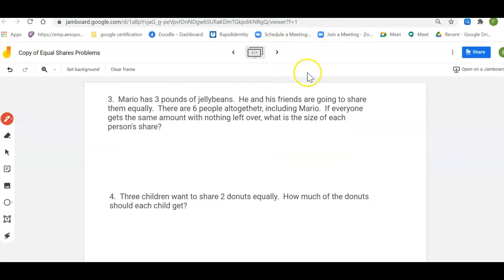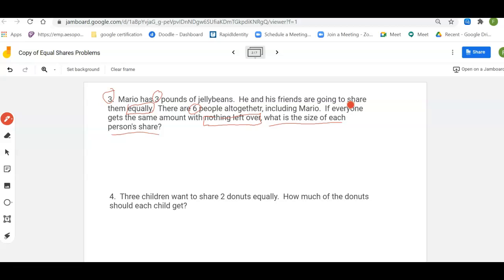So let's go ahead and go to number 3. Number 3 says Mario has 3 pounds of jelly beans. He and his friends are going to share them equally. So that's a key term right there. They're going to share equally. There are 6 people altogether, including Mario. If everyone gets the same amount with nothing left over, that's key. There's nothing left over. There's no remainder. What is the size of each person's share?